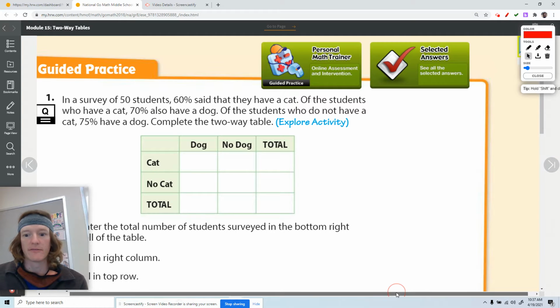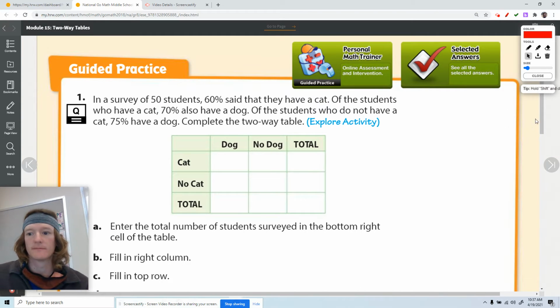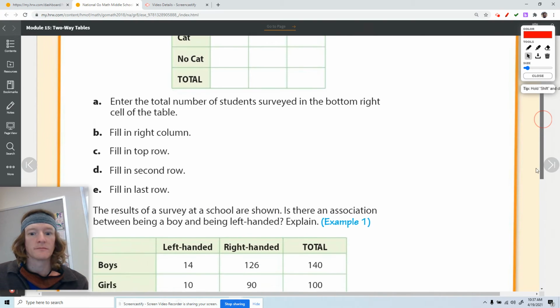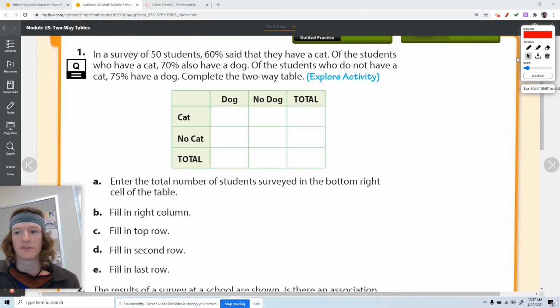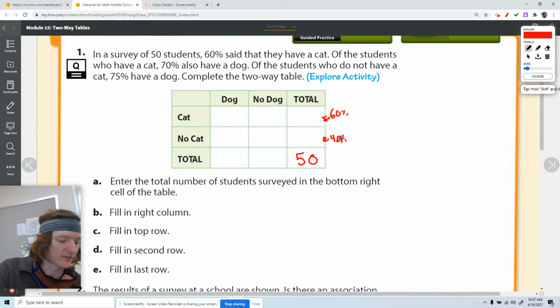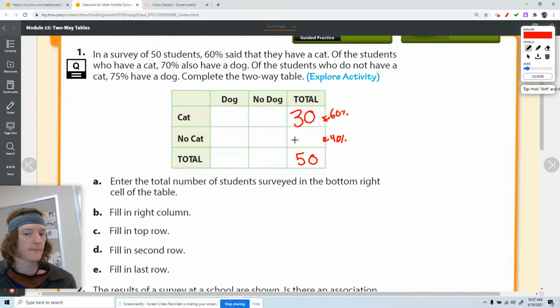All right. In a survey of 50 students, 60% of them, okay, number 1 and number 2, 60% of them, so we have 50 students, so let's put that in our total already. We have 50 people, okay? 60% of them said they have a cat. So 60% goes here. What's 60% of 50? This will be 60%, so this will be 40%. Let's figure out what those will be. So 0.60 times 50. This is 30 people, and this is the remaining 20 people who do not have a cat.